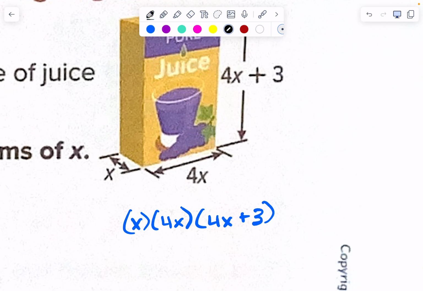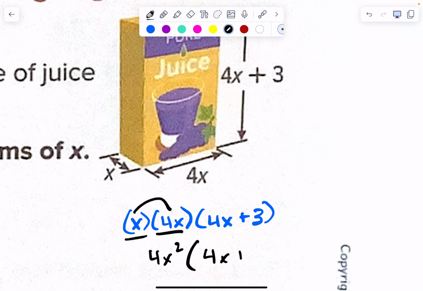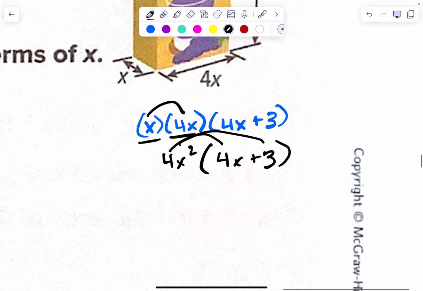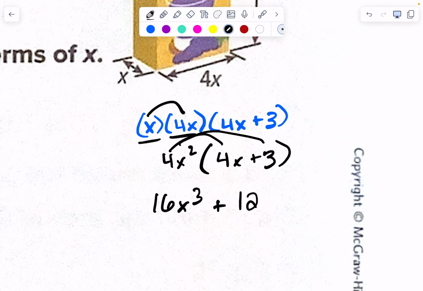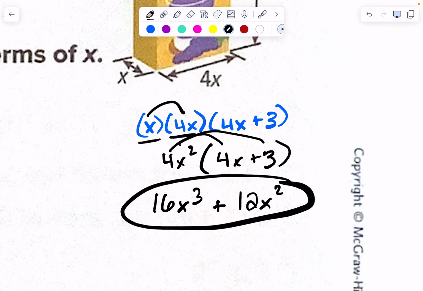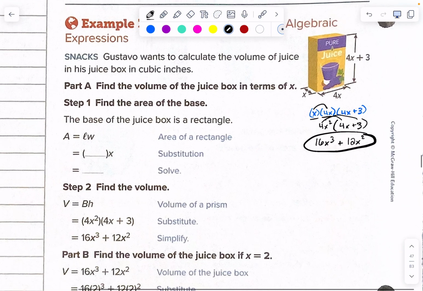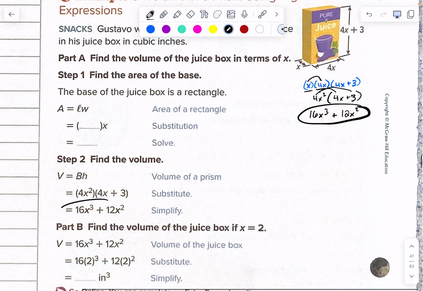Maybe distribute. Now, I can't do this, right? All I do is take x times 4x. So that's 4x squared. Now I can take the 4x squared and distribute it through, right? Okay, what does that make? 16x cubed plus 12x squared. That is the volume in terms of x. Right here, 16x cubed plus 12x squared.